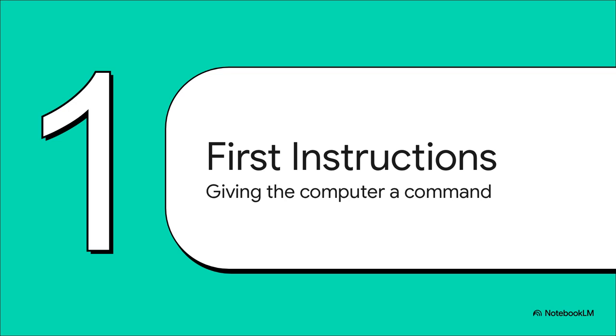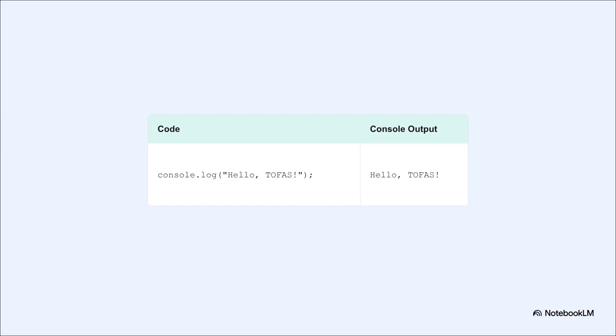Before you can write a story, you've got to learn your ABCs. Well, in programming, that means telling the computer what to do and actually seeing it listen. Okay, first things first, let's write our very first command. Imagine we're typing this right now. console.log, then some parentheses, and inside quotes, we'll put our message.